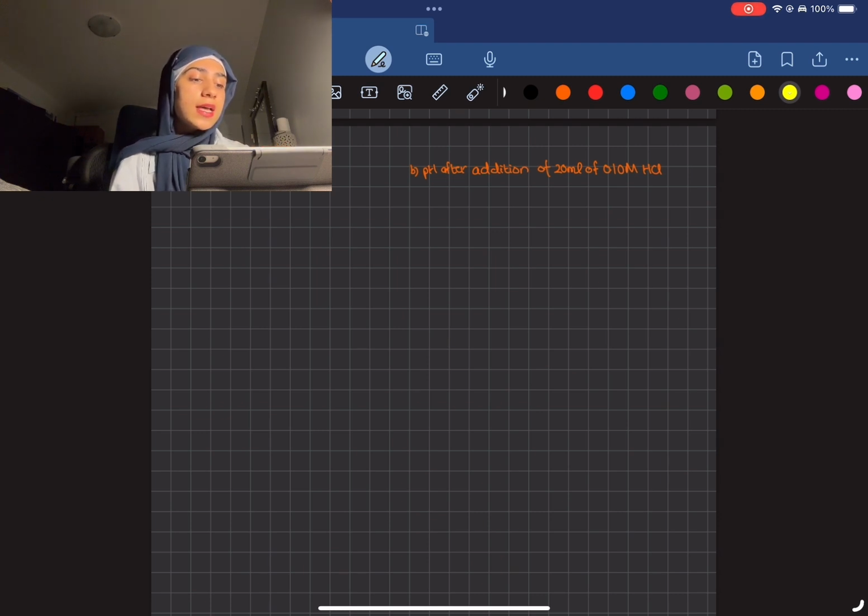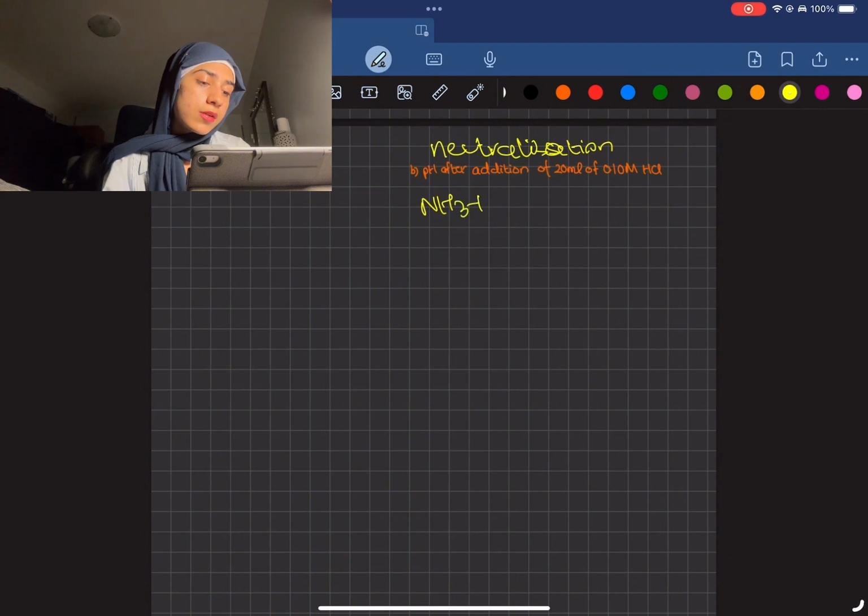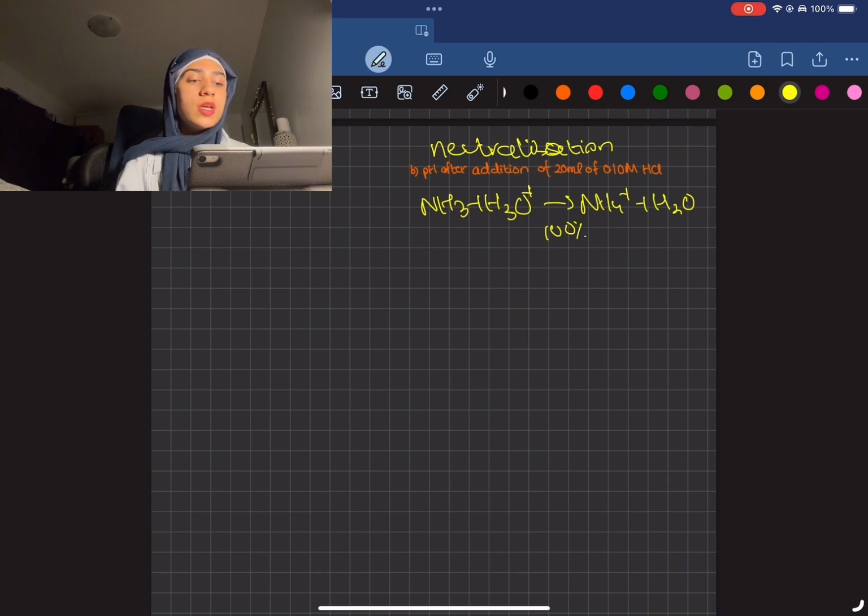Because it says after addition of 20 mL of 0.1 molar HCl, that means we're adding acid to our base, so this is the neutralization stage. And I'll write down my equation here. This goes to NH4 positive plus H2O. Now this reaction goes to 100% completion because we have a strong acid over here.